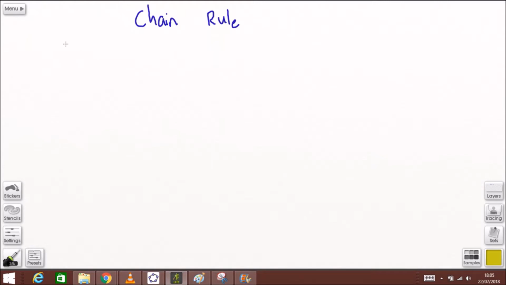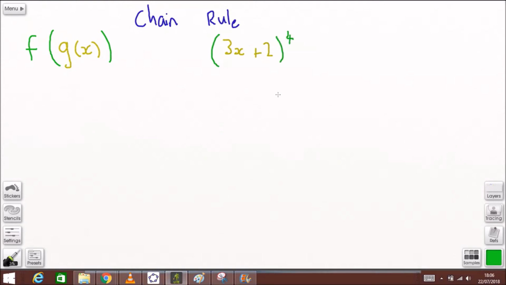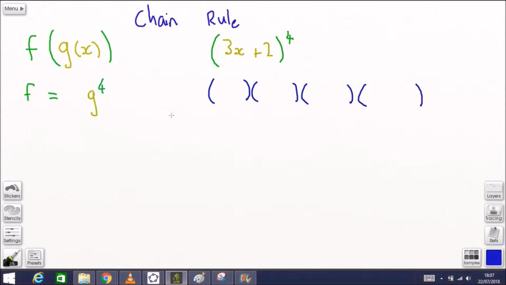So with that in mind, if I've got this function g, and that can be 3x plus 2, and that function is inside another function f, which can be all to the power of 4, then we've got the function 3x plus 2 all to the power of 4, which is a composite function, which is f is a function of g and g is a function of x. Now how do we differentiate this?